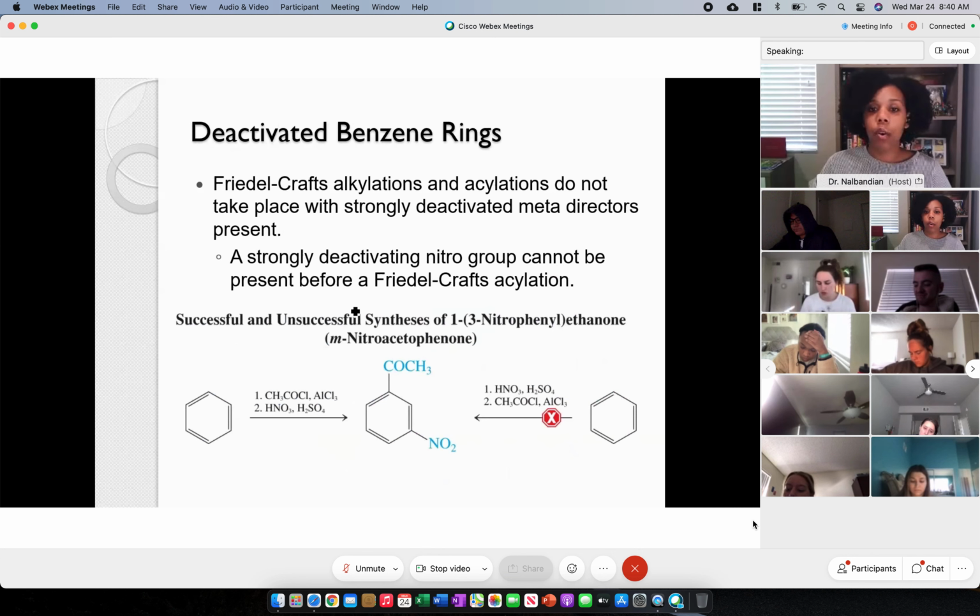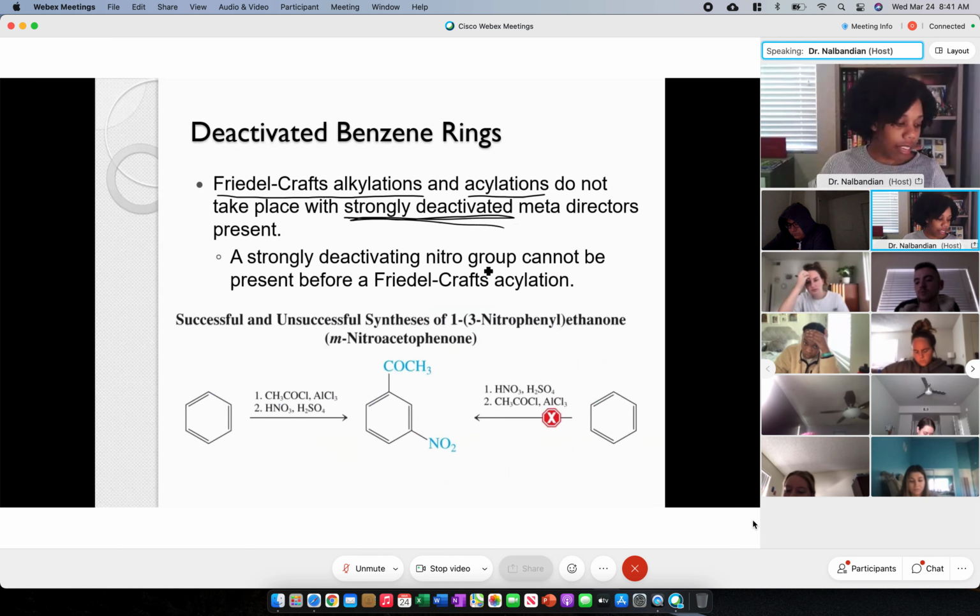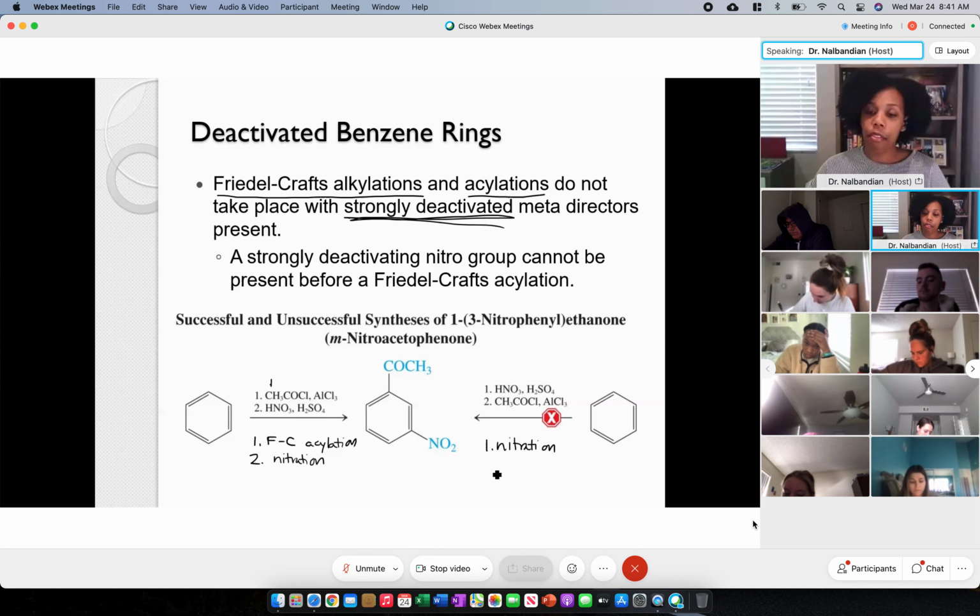All right, so with our reactions, remember we can do the Friedel-Crafts alkylation, it just has issues, but it's possible. And our Friedel-Crafts acylation is not going to happen if there's already something there that is strongly deactivating the ring. So we don't want to have that on there first. So look at this series. They have these two steps down below. Starting with benzene, are we going to do the Friedel-Crafts acylation first and then the nitration? Or are you going to do the nitration first and then the Friedel-Crafts acylation? That's what we're seeing here.